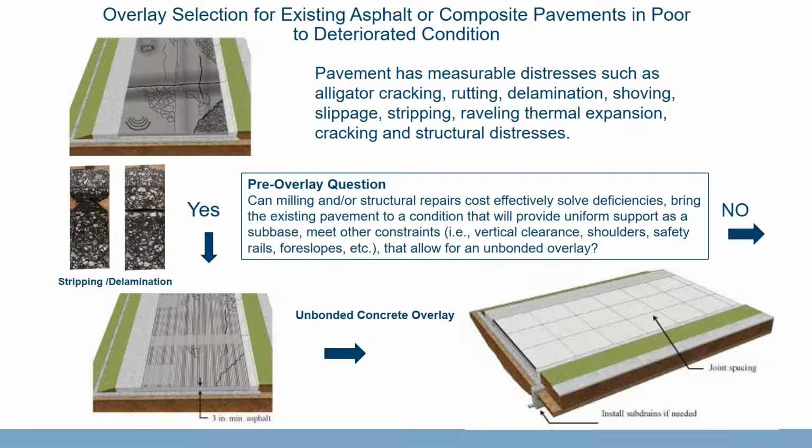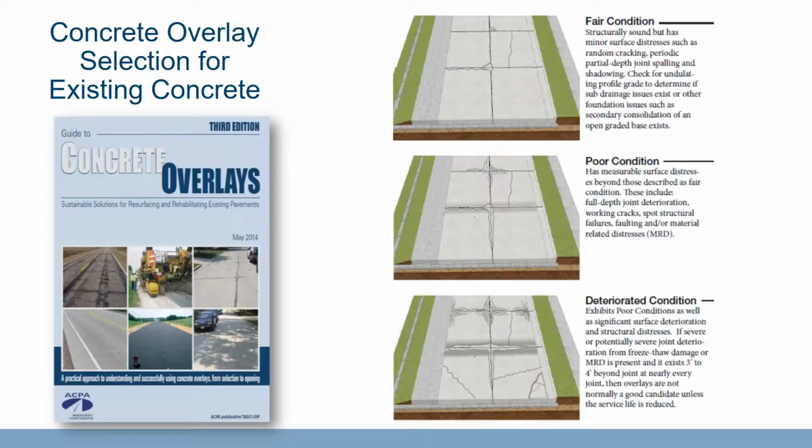Here's an example of an overlay selection for existing asphalt or composite pavement in poor to deteriorated condition. The question here is, can milling and/or structural repairs cost effectively solve the deficiencies, bring the existing pavement to a condition that will provide uniform support? If not, you have to look for other options. If it would, unbonded concrete overlay will probably be your best approach.